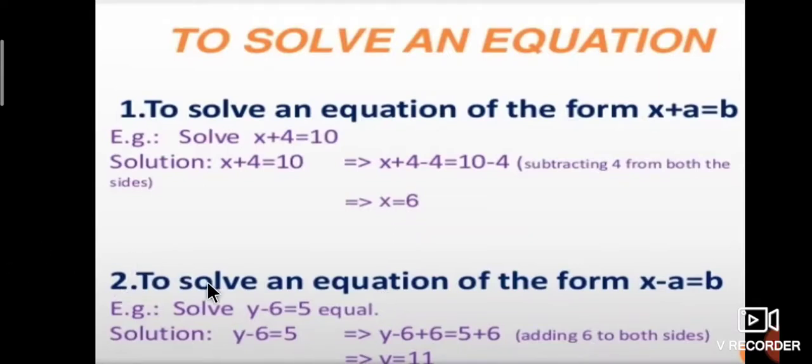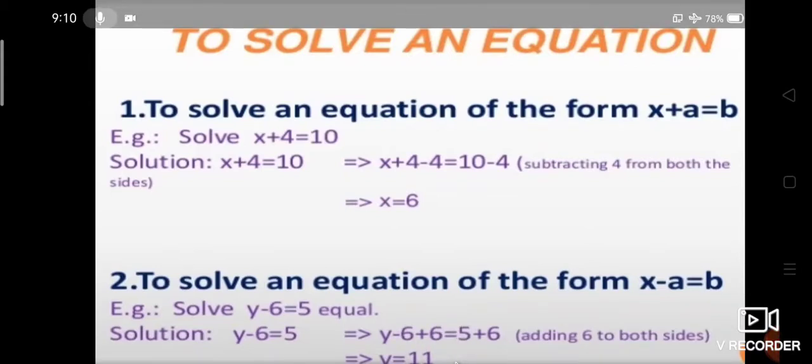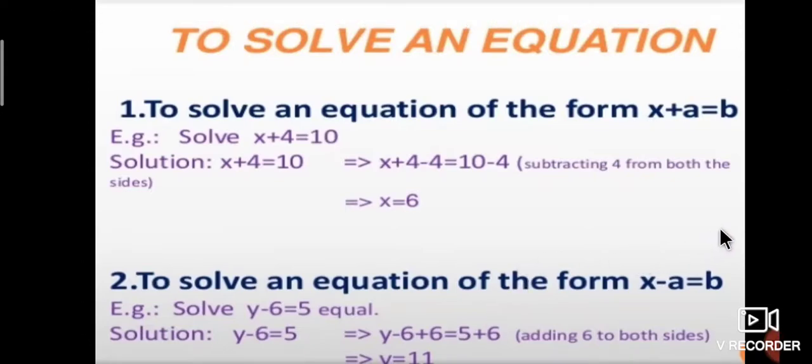Next, the second one is the solution of an equation of the form x minus a is equal to b. Similarly, we solve the example y minus 6 is equal to 5. That is, y minus 6 plus 6 is equal to 5 plus 6, adding 6 to both sides. Therefore, minus 6 and plus 6 get cancelled. y is equal to 5 plus 6, which is 11.